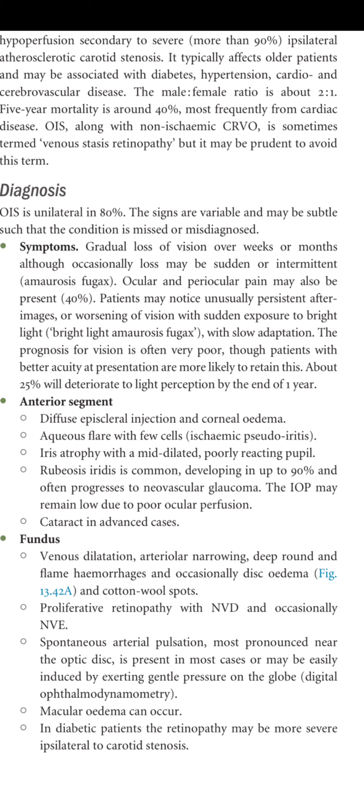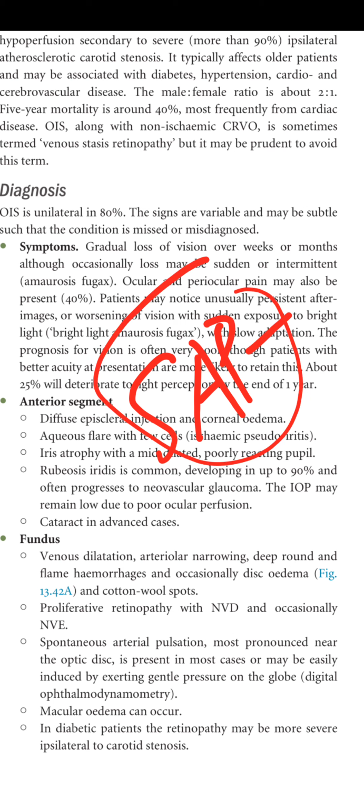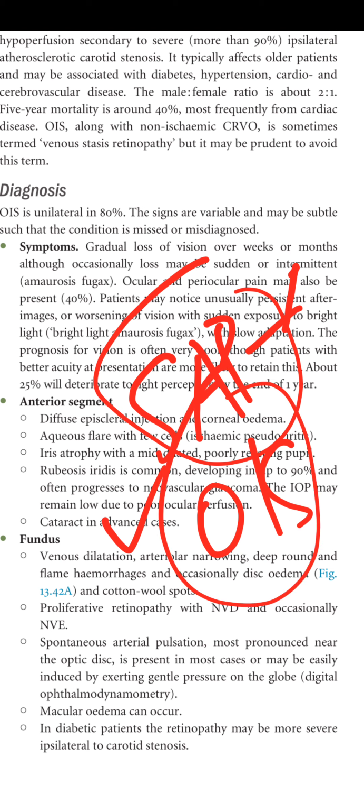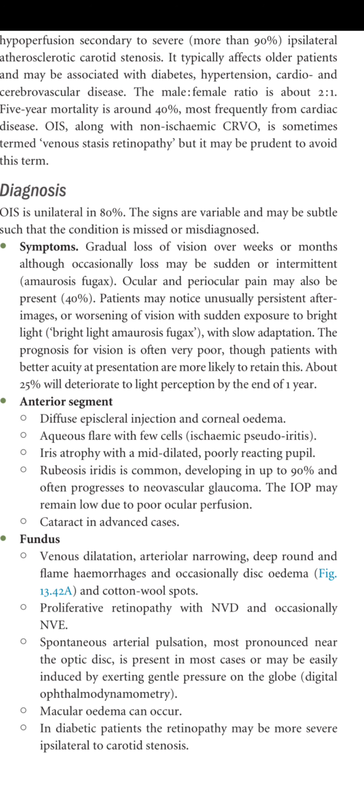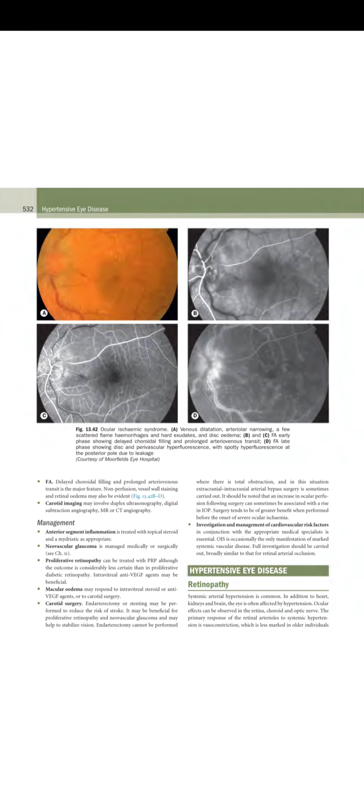Spontaneous arterial pulsation, most pronounced near the optic disc, is present in most cases and may easily be induced by exerting gentle pressure on the globe, using digital ophthalmodynamometry. If spontaneous arterial pulsation, which is usually absent, is present, then it is a case of ocular ischemic syndrome. Macular edema can occur in diabetic patients. The retinopathy may be more severe ipsilateral to the carotid stenosis.